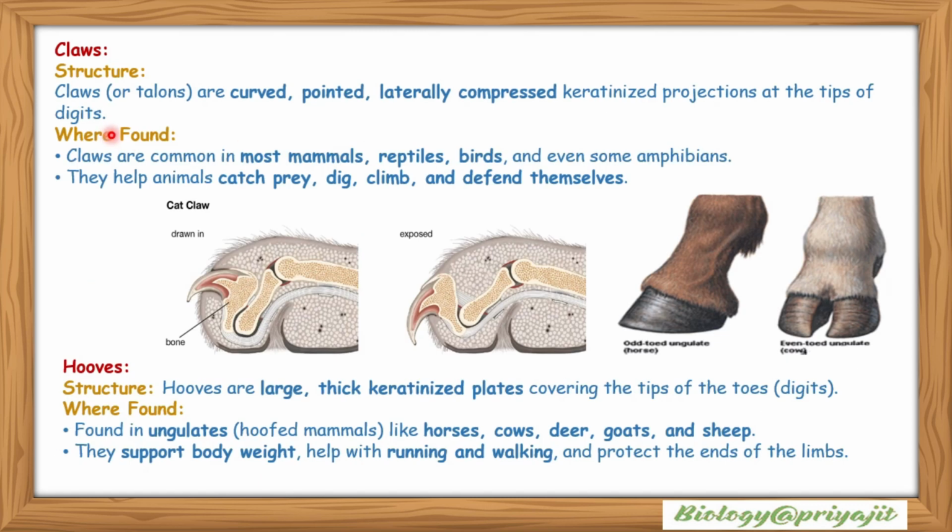Claws are basically curved, pointed, laterally compressed keratinous projections at the tip of the digits. They are most common in mammals, and help to catch prey, dig, climb, and defend themselves. Hooves are large, thick keratinous plates covering the tips of the toes. The odd-toed ungulates include the horse, and even-toed ungulates include the cow. Ungulates are hoofed mammals like horses, cows, deer, goats, and sheep. Hooves support body weight, help with running and walking, and protect the ends of the limbs.